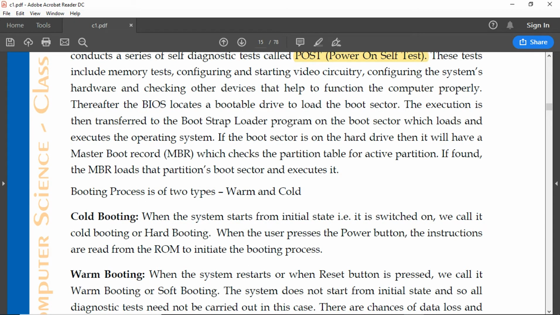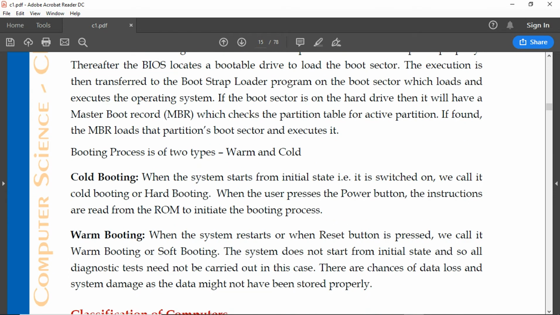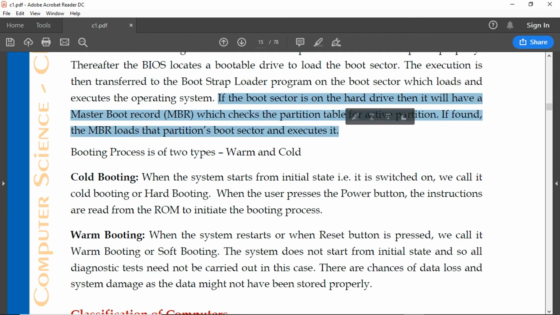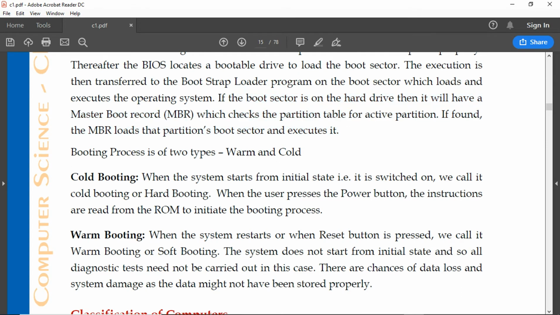The execution is then transferred to the bootstrap loader program on the boot sector, which loads and executes the operating system. If the boot sector is on the hard drive, then it will have a master boot record, MBR, which checks the partition table for the active partition. If found, the MBR loads that partition's boot sector and executes it.